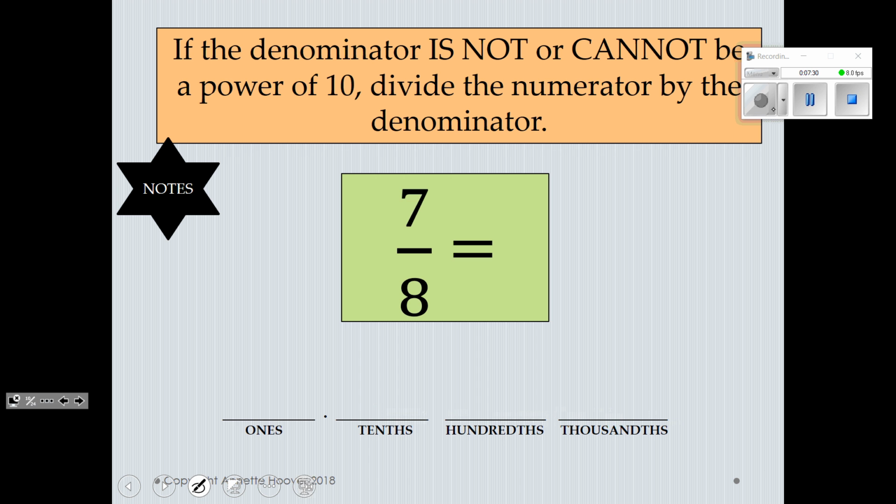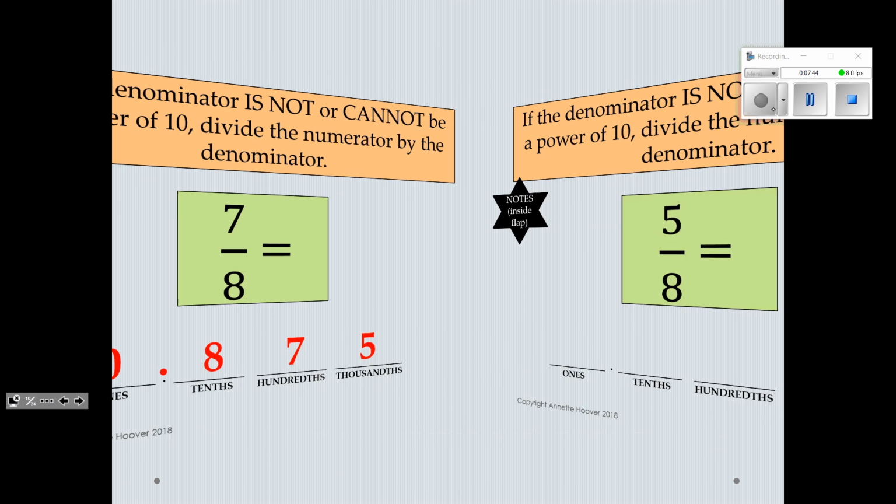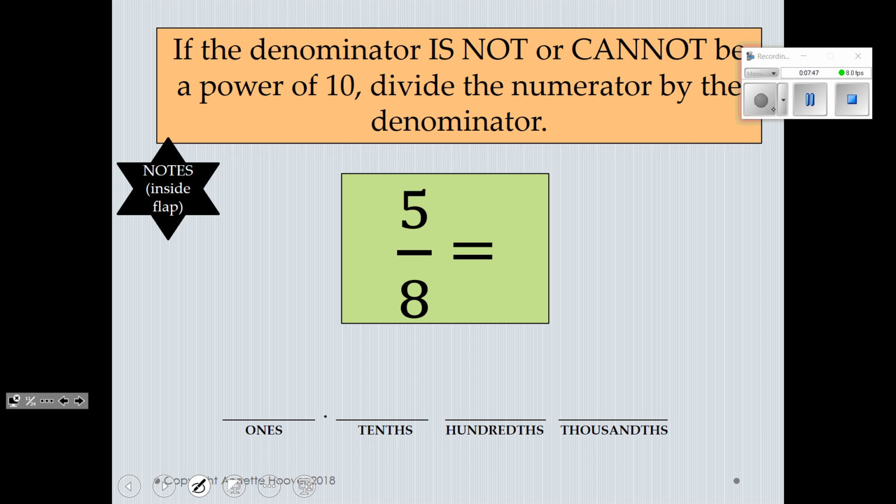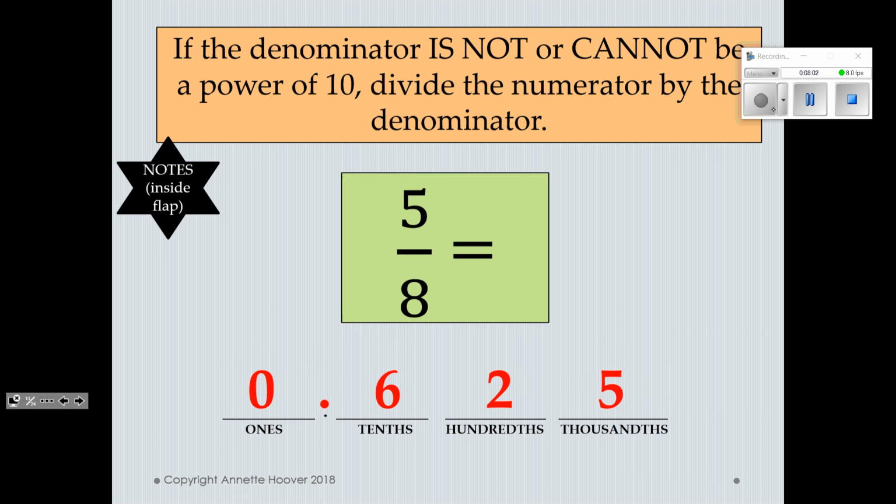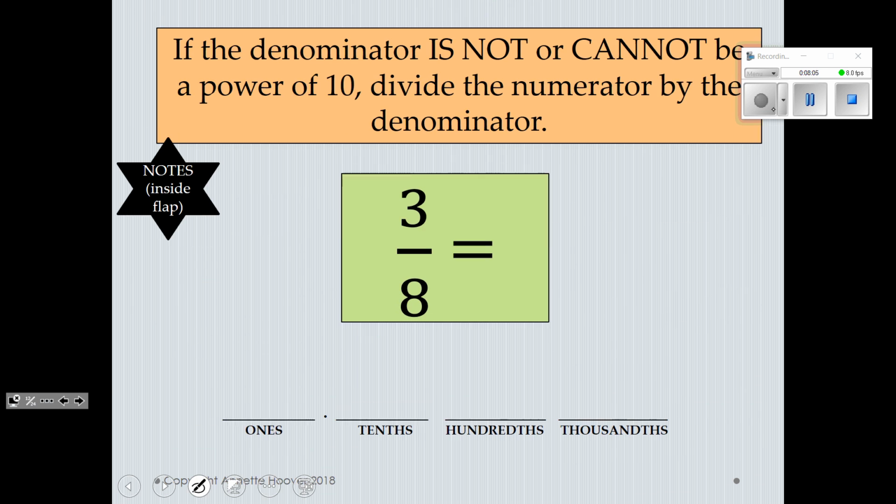Here's another eighth, 7/8. So I would count by 125 7 times, or I know that it is 125 less than 1,000, or I could use my calculator. Either way, it's 875 thousandths. Here's another eighth, 5/8. So I would count by 125 5 times, or I could take my calculator, and it would be 625 thousandths. Again, you see that eighths are used a lot, so it might do you well to memorize them. 3/8. If I count by 125 3 times, that would be 375 thousandths.